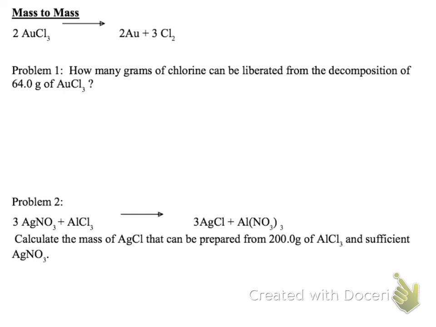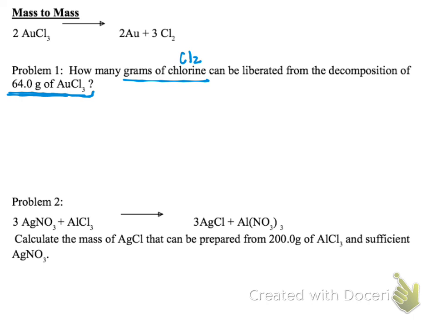The last one that we're going to do is mass to mass, and this is just like before, but we're adding one more step, so it's just going to be one step longer. But you set it up the same. So how many grams of chlorine, if you look in your equation, that's your Cl2, can be liberated from the decomposition of 64 grams AuCl3. So, remember, first step is to make sure your equation is balanced, which it is. Second step, your given must be in moles, and your given is in grams. So that's going to be our first thing. We have to convert that to moles. Then we have to convert it to Cl2.